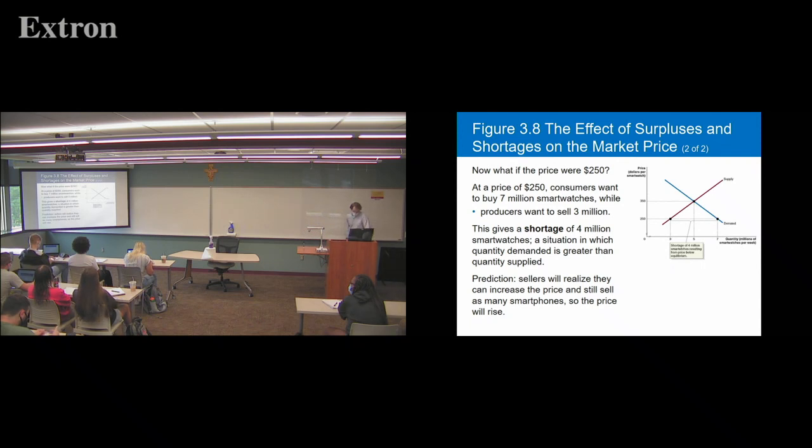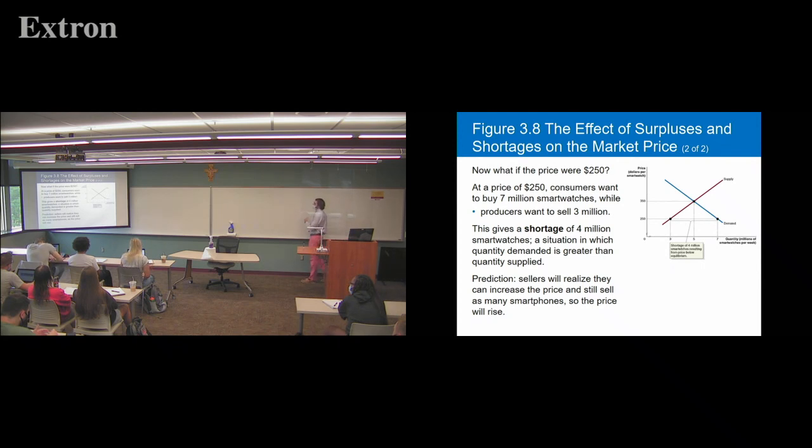What's going to happen is once the goods start flying off the shelves, the sellers are going to realize they can increase the price of smartwatches and they're not going to lose any consumers. So they'll slowly start increasing the prices they charge, which sucks for the consumers at first. But as we increase the prices, as we move up from 250 to 350, we're moving along the supply curve. Firms are going to be able to supply more and more smartwatches because now they're recouping more money for it, so it's worth it for them to use those resources to produce smartwatches.